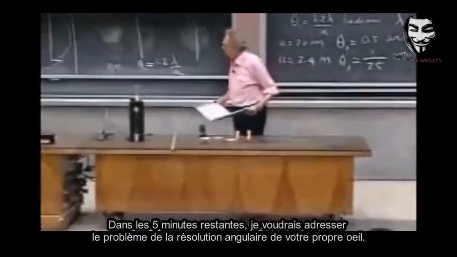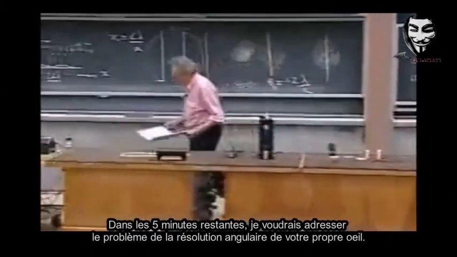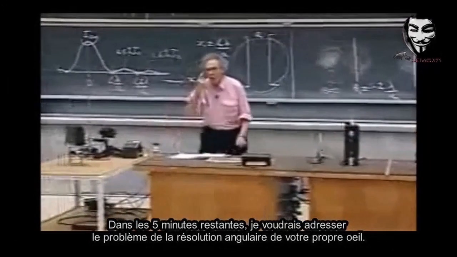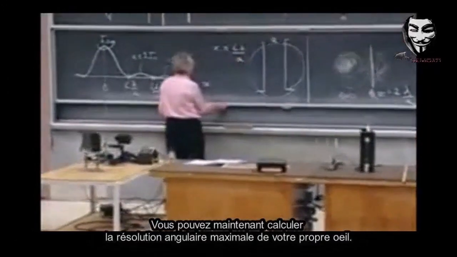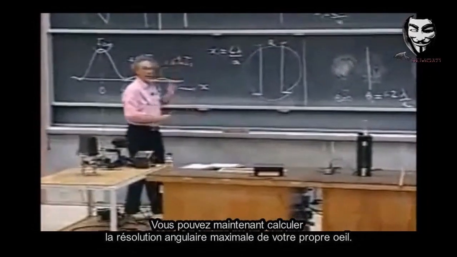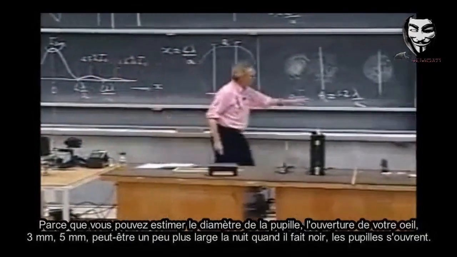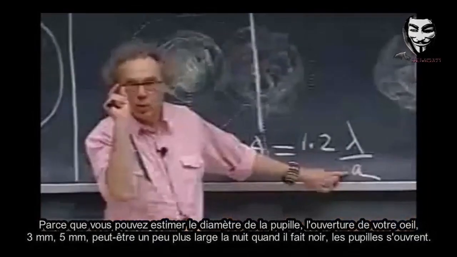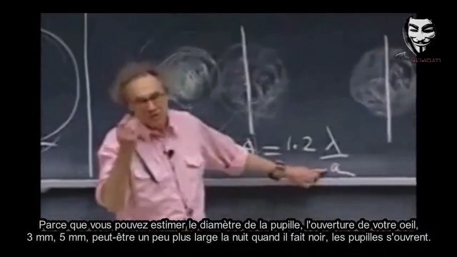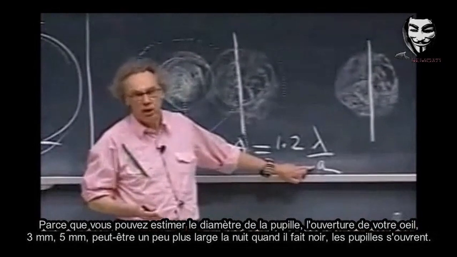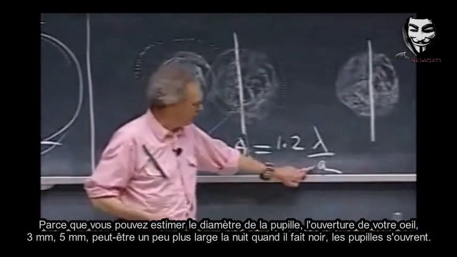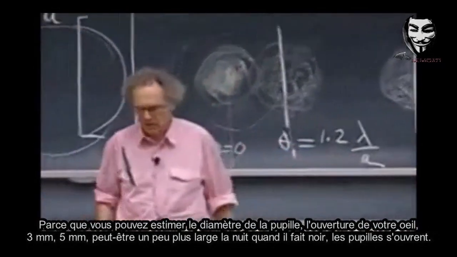Walter Lewin. So in the remaining 5 minutes, I want to address the issue of the angular resolution of your own eye. You can now calculate what the ultimate angular resolution is of your own eye, because you can estimate what the diameter is of the pupil, the opening of your eye. 3 millimeters, maybe 5 millimeters, a little bit larger at night when it is dark. Pupil opens up, but we can calculate what this is.